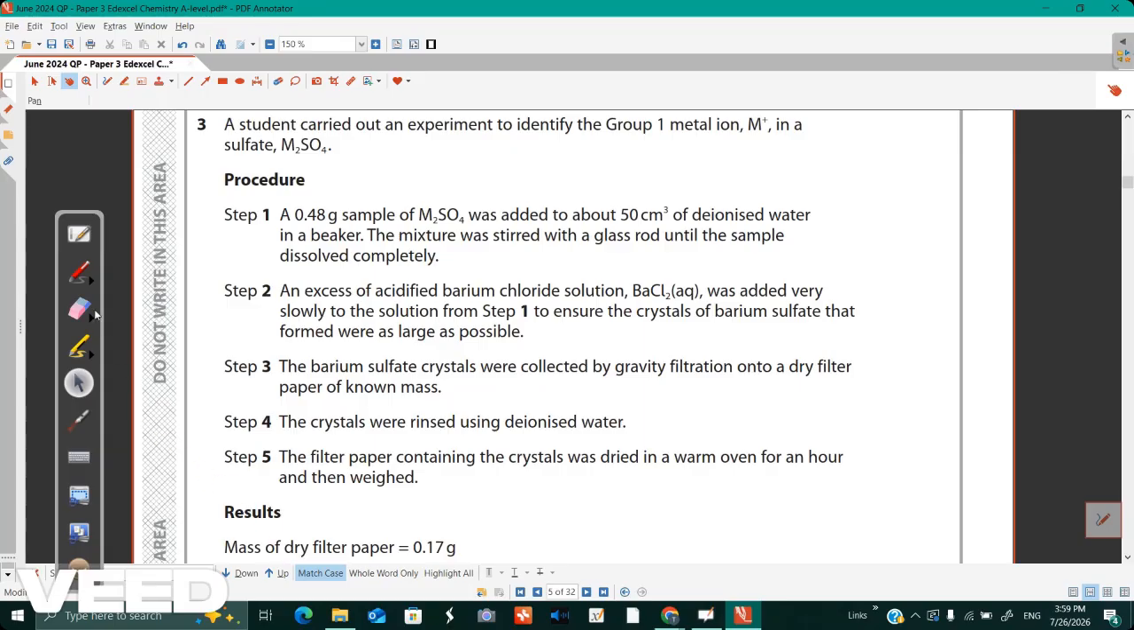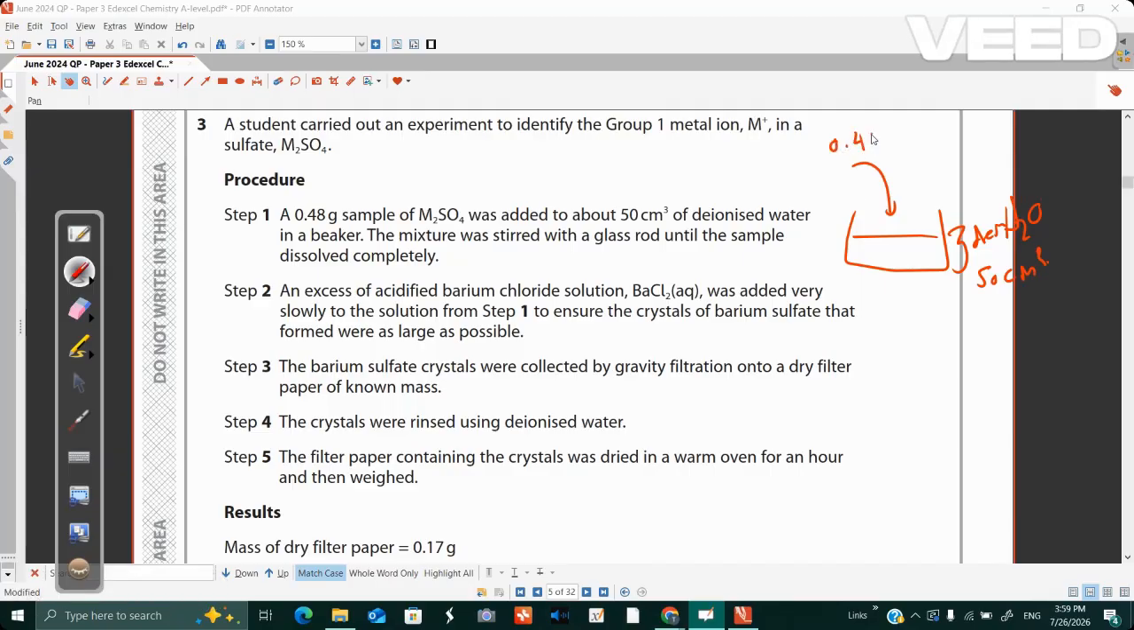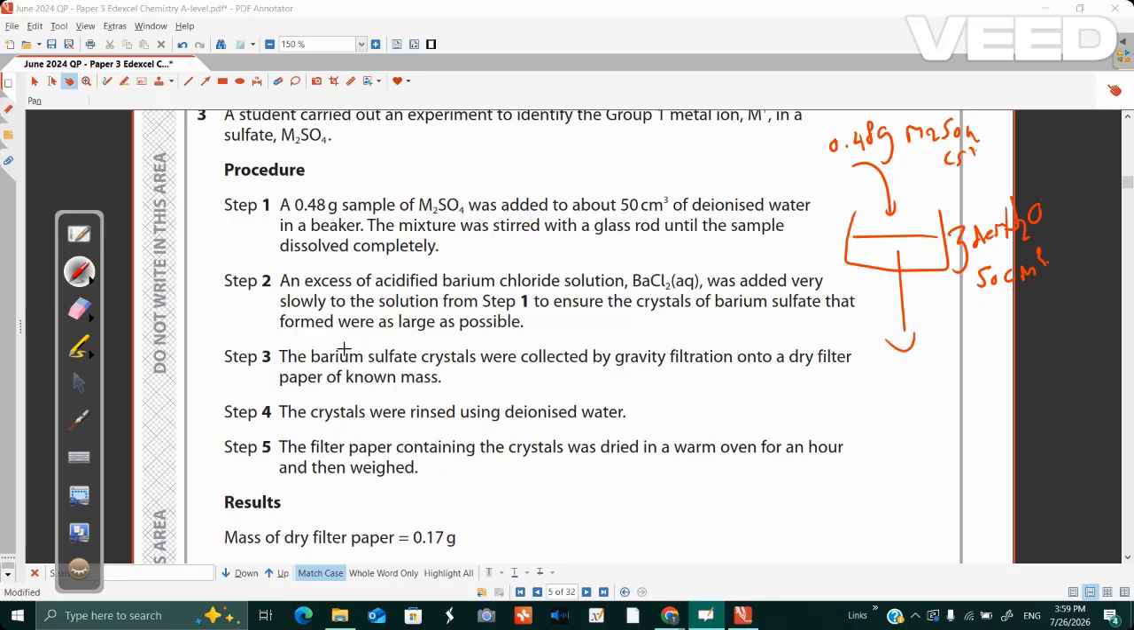Let's draw a diagram. We have a sample of deionized water in a beaker. Right? You have the beaker. Beaker contains deionized water, 50 cubic centimeters. You are adding a sample of 0.48 grams M2SO4, right? A solid, and it is getting dissolved completely. Excess of barium chloride, right? The barium chloride you are adding, what happens then? It gives a precipitate.